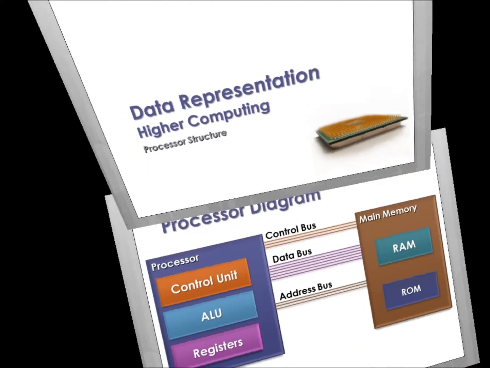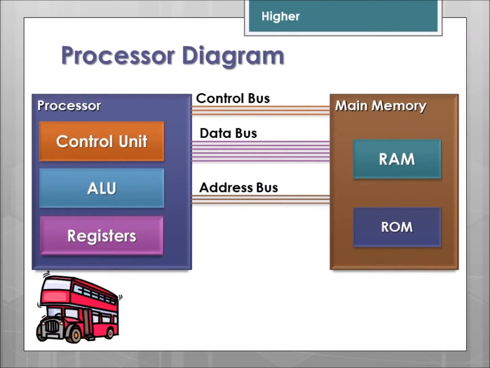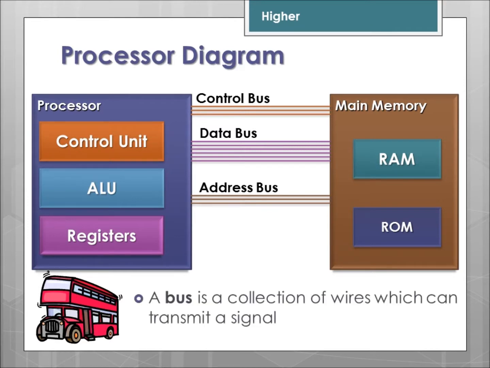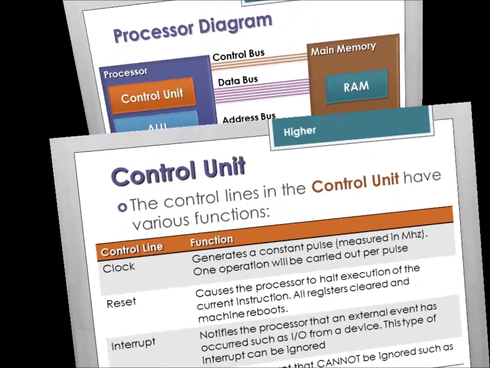Higher content structure in a bit more detail. What we notice is that we're going to mention these 3 buses: the control bus, the data bus, and the address bus. Now they basically link the processor and main memory, also peripherals and such as well. But a bus is just a collection of wires which can transmit a signal.